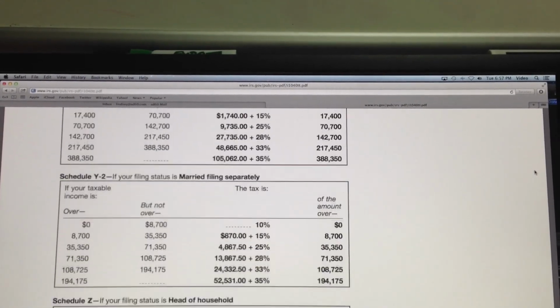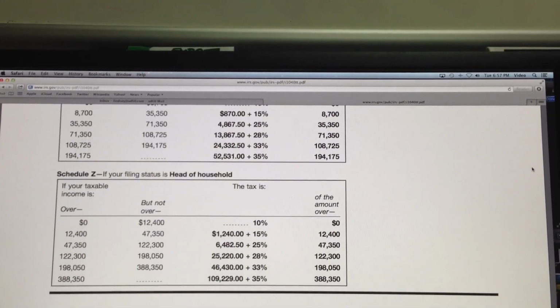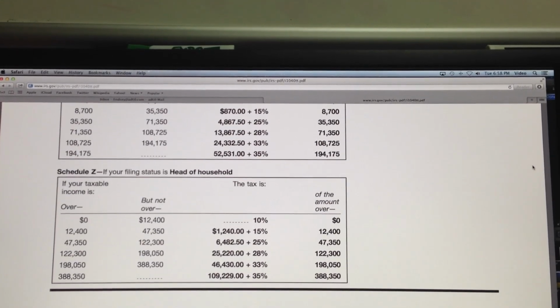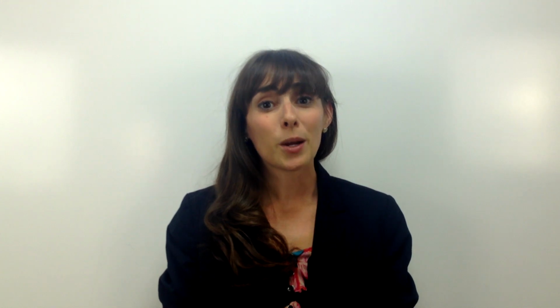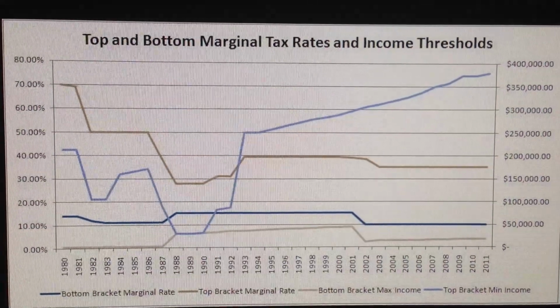The first few $1,000s of your income will be taxed at one rate. The next range of your income is taxed at a different rate, and so on and so on. The highest tax rate your income incurs is referred to as your marginal tax rate.